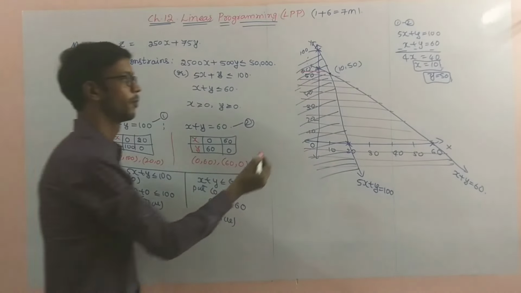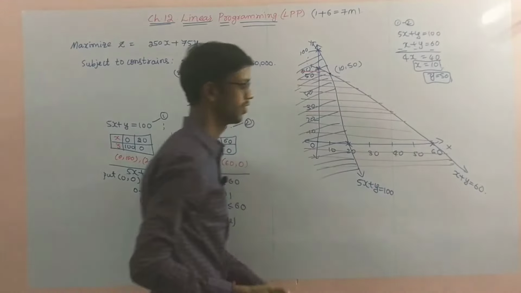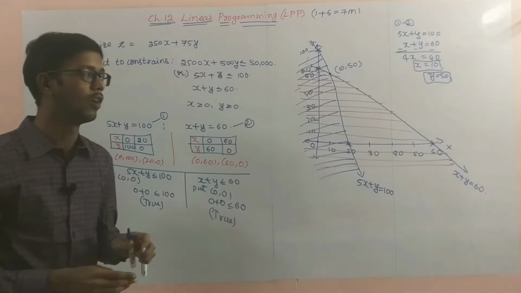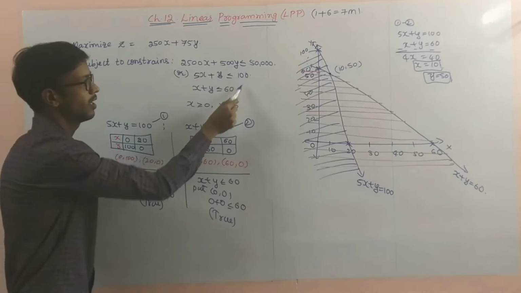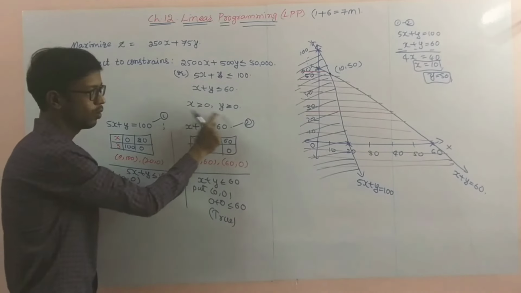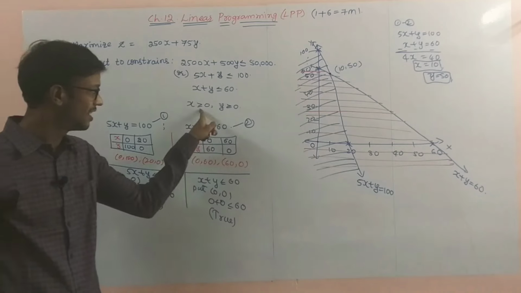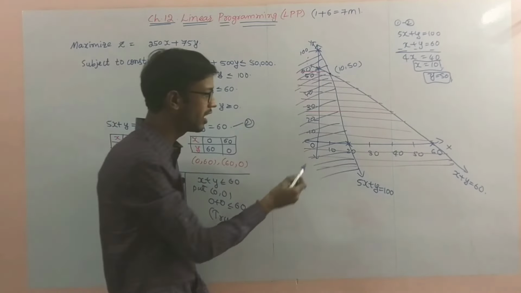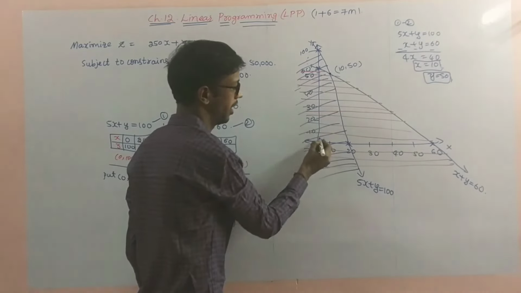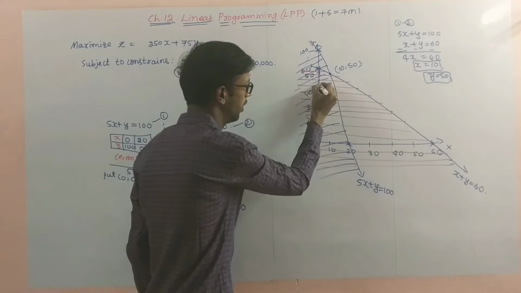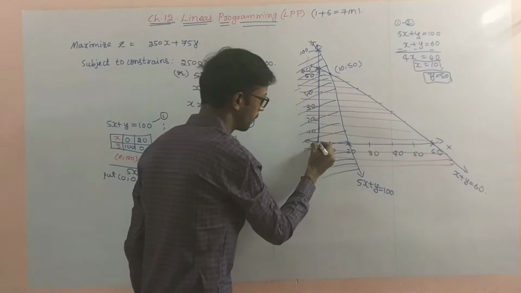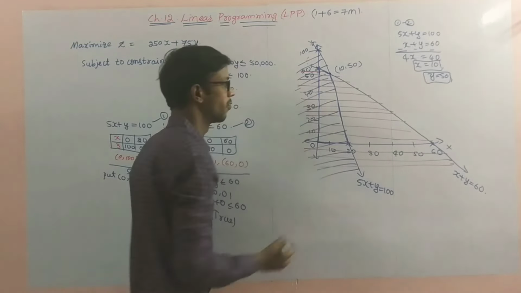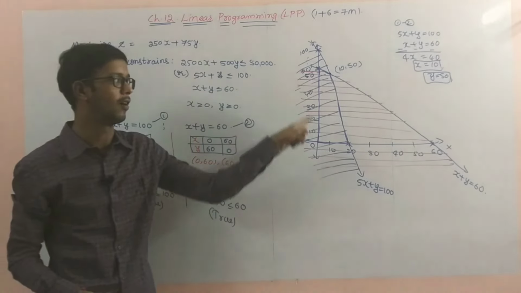So now shading completed. Now you can see these two constraints are completed and these two constraints are remaining. X is greater than or equal to 0, y is greater than or equal to 0. Only the common region in the first quadrant. First quadrant means this one. First quadrant means that area.